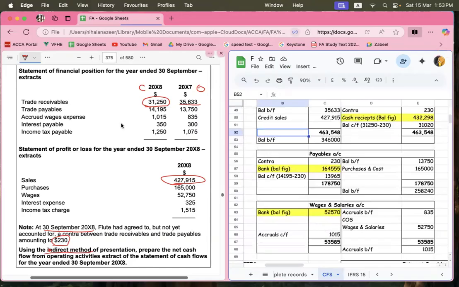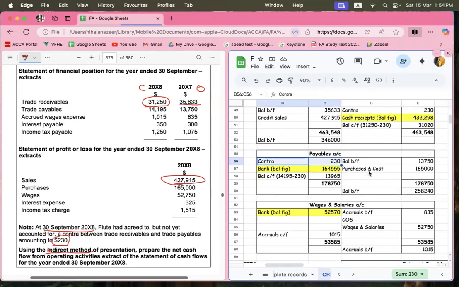Now on to the payables account. In the payables account also, you have been given the opening balance and the closing balance, right? The opening balance is 13,750. The closing balance is 14,195, but they have not adjusted the contra. So you're going to adjust the contra and take the balance. Clear now? And then you're going to show the contra. Contra is something that reduces the payables and receivables accounts. So if the payables are going to reduce, it is on the debit side. So 230 here. Clear?